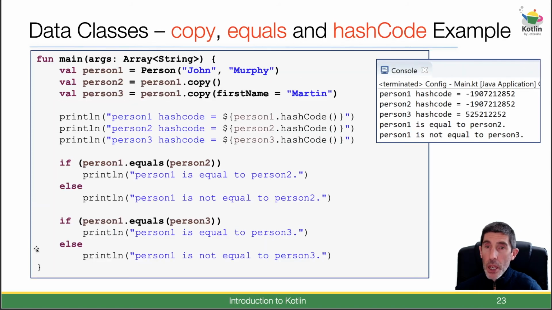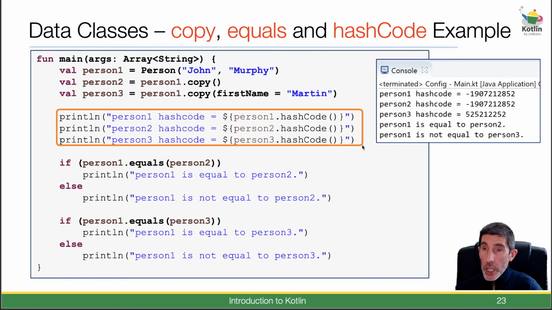Okay, here's a bigger example. Here we are creating three different person objects: person1, person2, person3. The first one has the property values John and Murphy. Here we are then doing a straight copy of person1 into person2, but it's still a separate copy. And then we're doing the same with person3. It's also a copy of person1 where we change the first name, like we did in the last slide. We then print out the hash code.